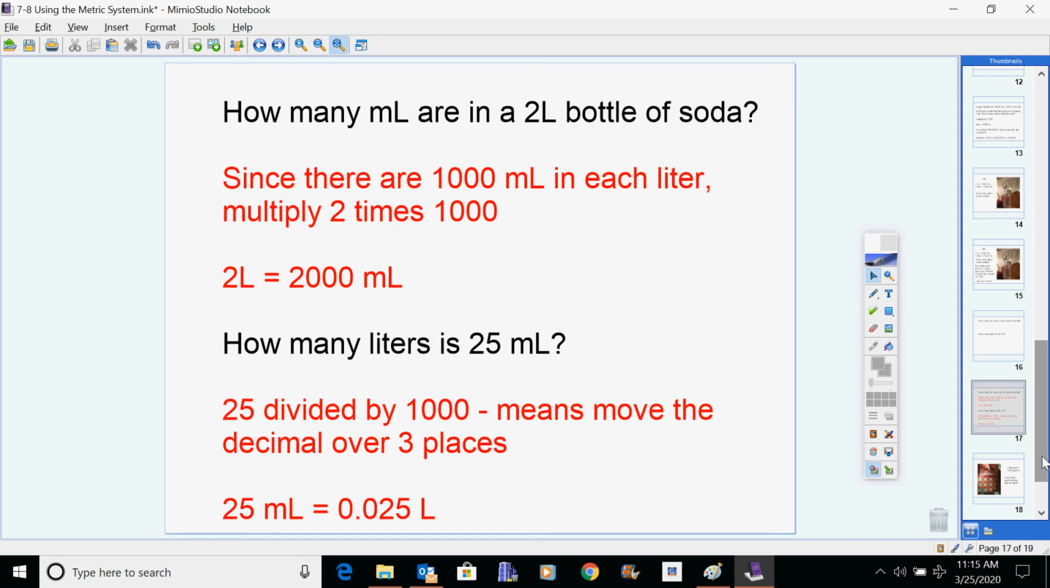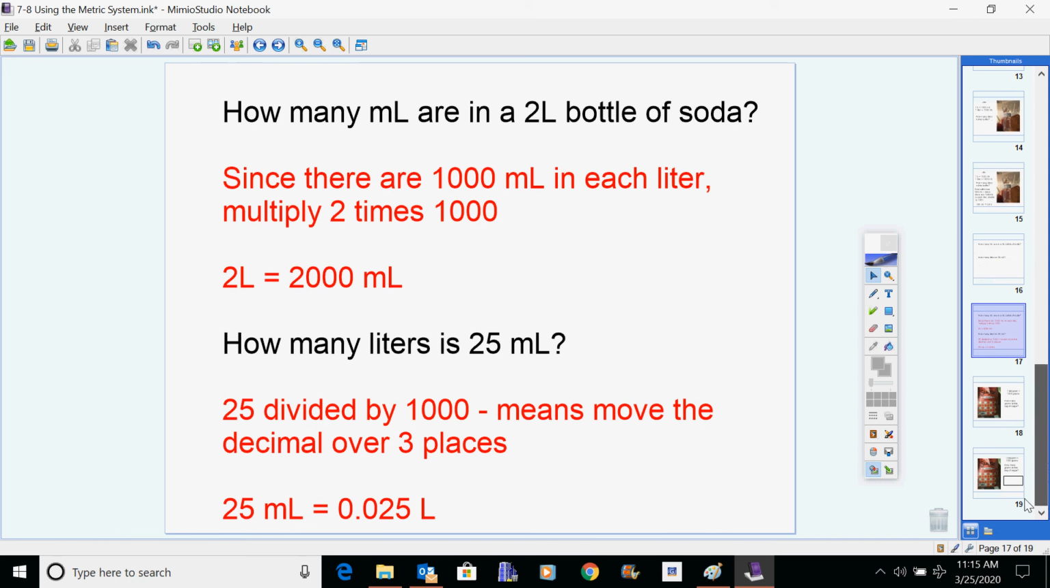So based on powers of 10, the actual calculation is just figuring out which way you're going to move a decimal point. Then you want to ask yourself, does my answer make sense? Well, 25 milliliters, yeah, that's smaller than 1,000. And my answer's smaller than 1,000. So I'm pretty sure that my answer is right.